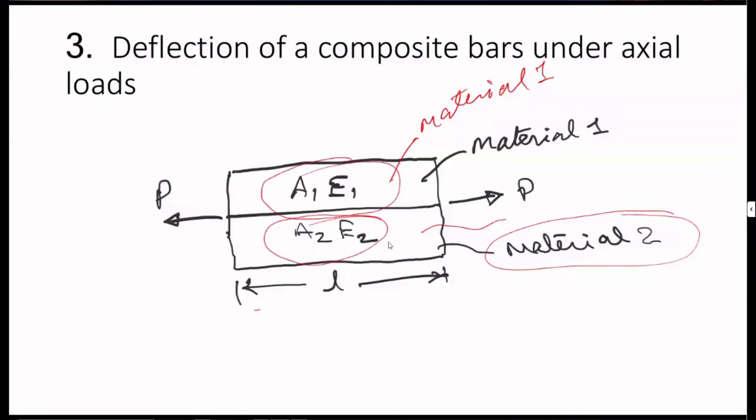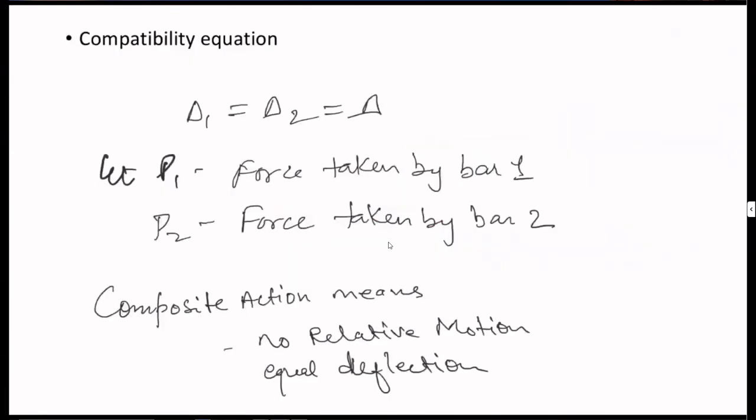Okay. So to understand this, let's go here and see that I have to use the compatibility equation. Now my compatibility equation, I have to find out by seeing the arrangement. So here I can see that my composite action means there is no relative motion between them. That means I am taking no friction.